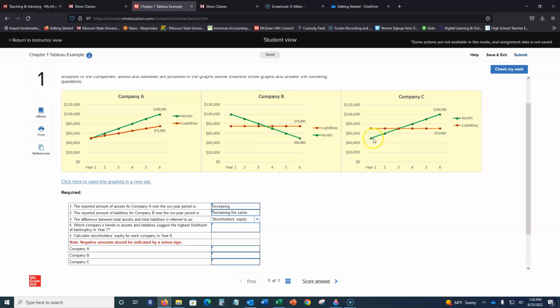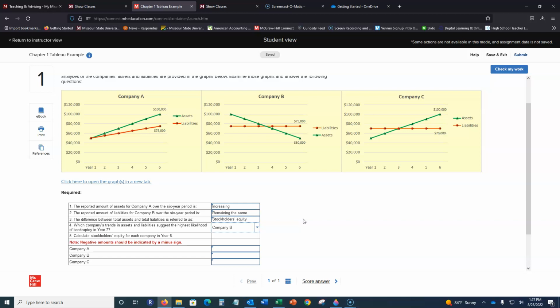And Company C, their assets, again, are going up, right? They've got nowhere to go but up here, telling us they've probably got enough assets, enough resources, to cover their liabilities, or what they owe, right? So for Company B, that graph suggests they've got the highest likelihood of these 3 of going bankrupt in year 7. Not that they will, but that they've got the highest likelihood.